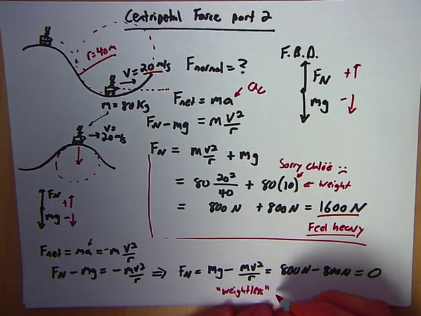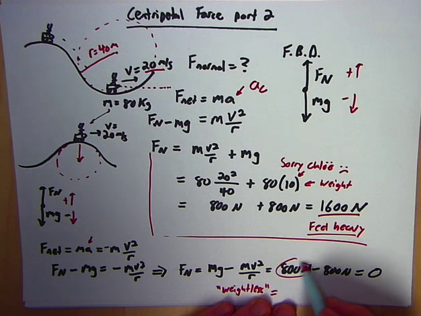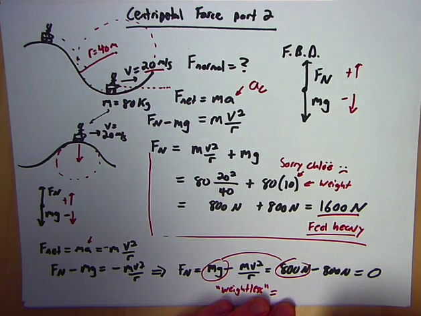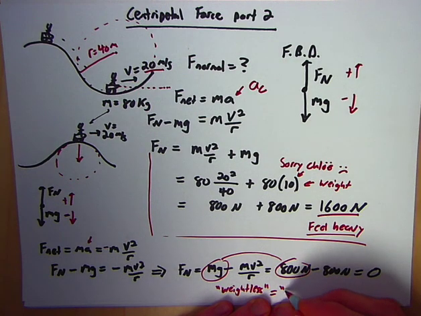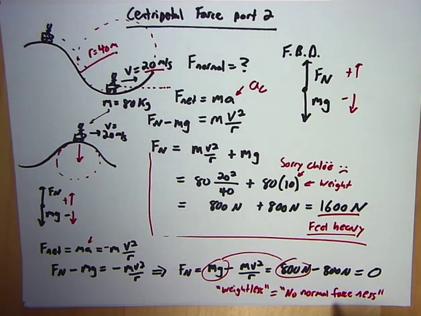Now another science teacher actually doesn't call it weightless, because you do actually have weight. Remember, there's your weight. That's mg. You do still weigh 800 newtons. What he calls weightless, he calls it no normal forceness. Right? If you don't have any normal force acting on you, you're not going to feel any weight.